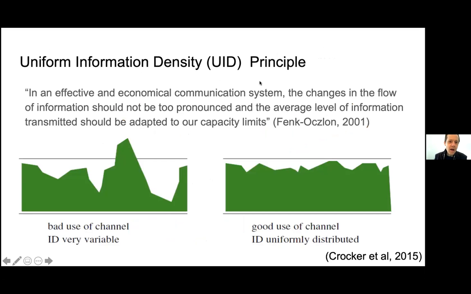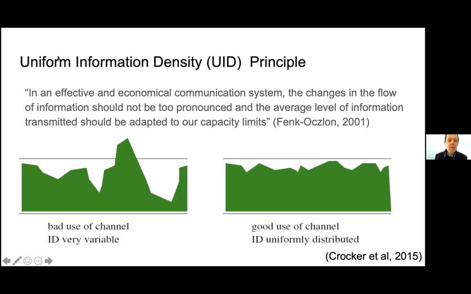The focus of this part 4 is a principle called the uniform information density principle, which is a general regularity that captures how speakers are managing information flow, potentially across many different linguistic levels. So I think some of the early influential work on this comes from Fenk-Oesterreicher, and here's a quote from her: "If the communication system is effective and economical, the changes in the flow of information should not be too pronounced."